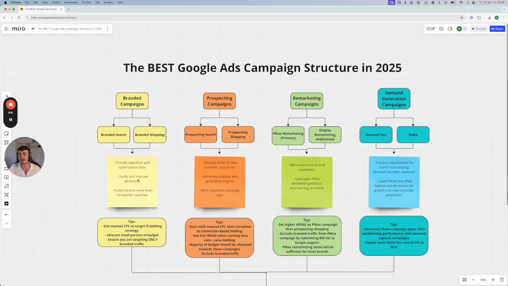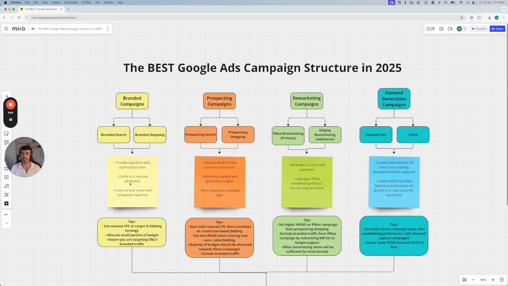Another great quality of branded campaigns is that they clarify and improve your attribution. So if you mix in all of your branded, non-branded traffic all into one campaign, it's very unclear where your money's coming from. When you separate branded traffic out from non-branded traffic, it becomes very clear, abundantly clear, how much you're spending on brand, how much you're generating on brand, right? Ideally, the ratio should be very high. You're getting a lot back for what you put in because it is people who are already searching for your brand.